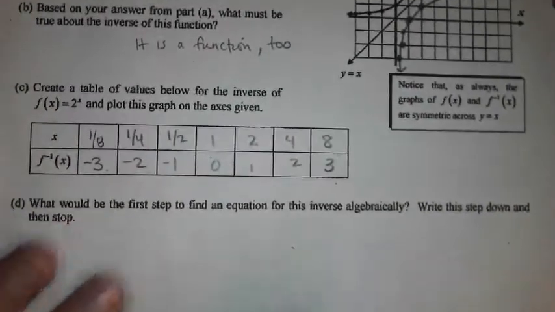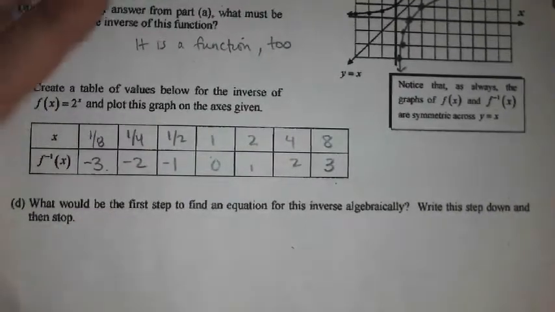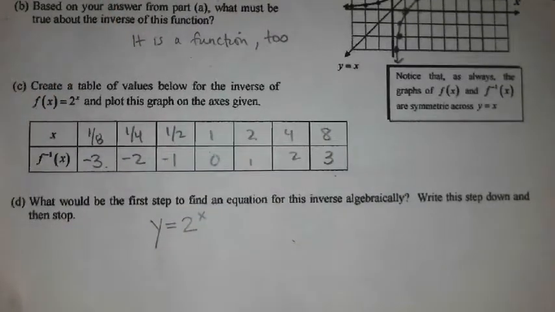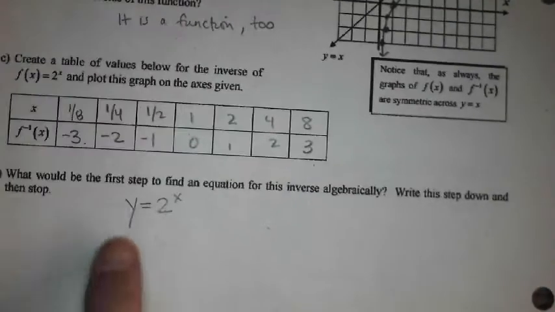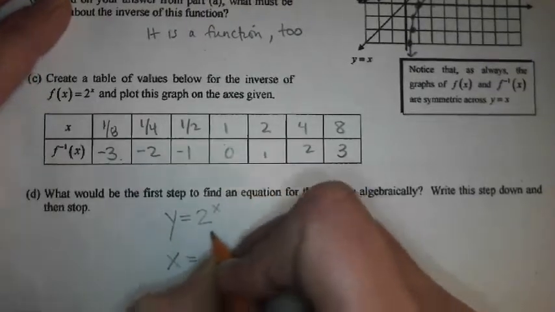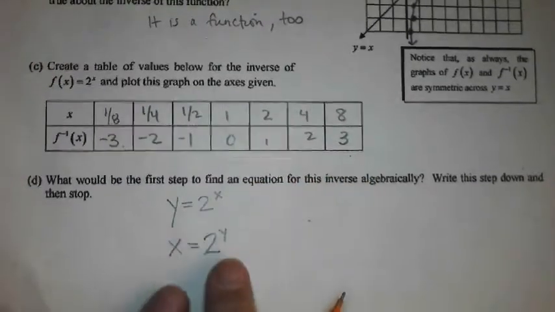Now part D says what would be the first step. So here's the exponential function. What would be the first step to finding an equation for an inverse? What is it? Nate? What would be the first step to find an equation for an inverse? All inverses. First step's on the back of a flashcard. Switch the x's and the y's. So then, if we were writing the inverse to this exponential function, it would become that.